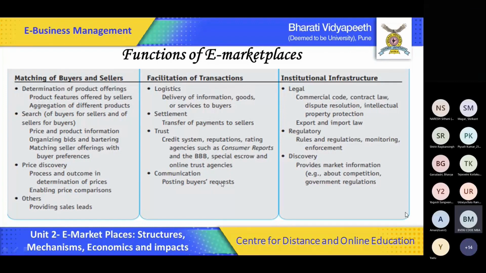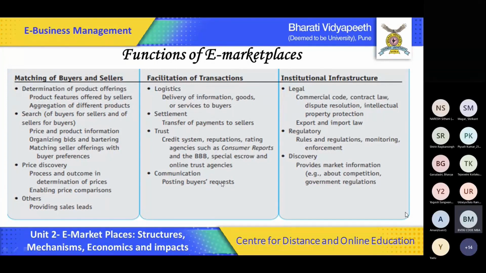Then institutional infrastructure, as I told you that this should happen legally, it should be regulated by somebody. So here the commercial code is there, certain contract laws will be there, dispute resolution mechanism will be there, intellectual property protection will be there, export and import laws will be there. So this needs to be regulated by rules and regulations. Some monitoring needs to be done, like certain laws should be enforced on these e-marketplaces also, so that they will not take undue advantage of the buyers.